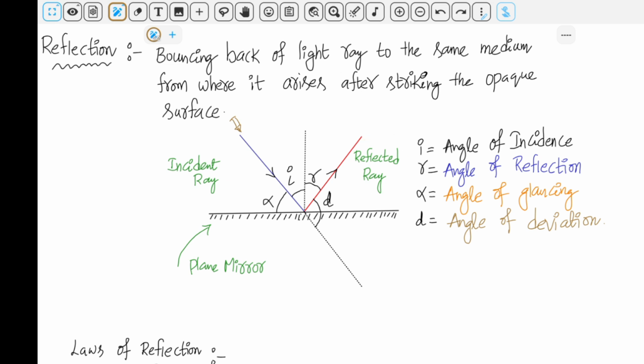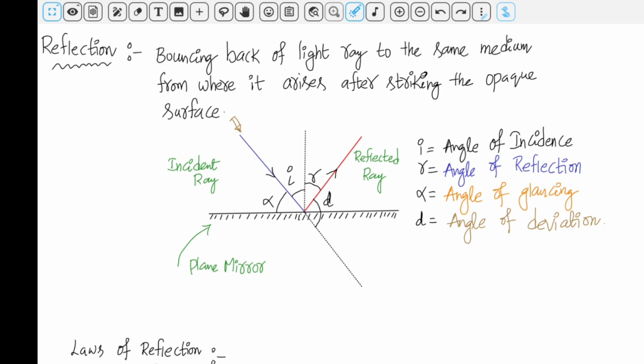Okay. Now we will try to understand what are the different angles related to a plane mirror. First angle is the angle of incidence. This is the angle of incidence and it is represented with I. Angle of incidence is the angle between the incident ray and the normal. So this is the incident ray and this is the normal. So between the incident ray and normal, if you measure the angle, it is nothing but the angle of incidence.